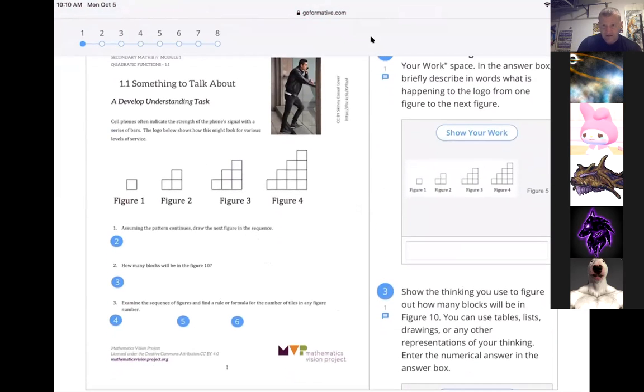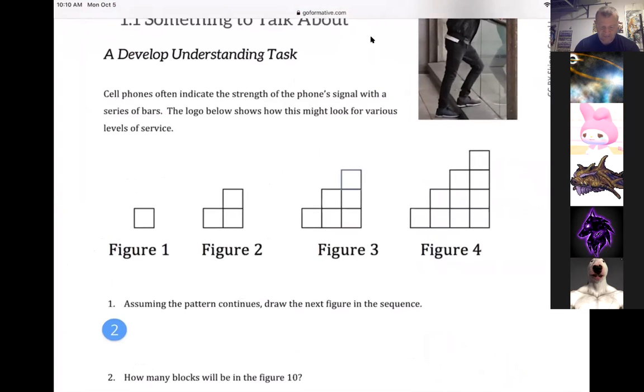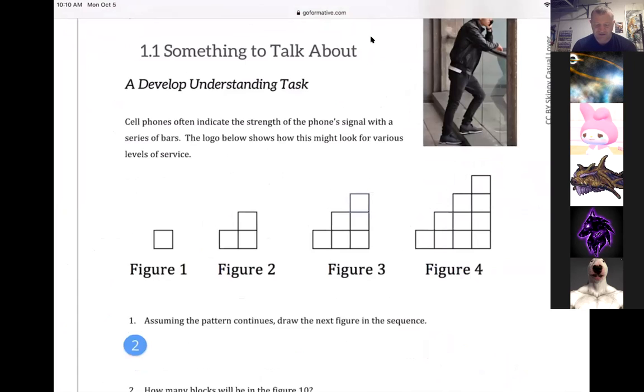Ready? Here we go. Cell phones often indicate the strengths of a person's signal with a series of bars. The logo below shows how this might look for various levels of service. And then it has figure 1, 2, 3, and 4. Assuming the pattern continues, draw the next figure in the sequence.